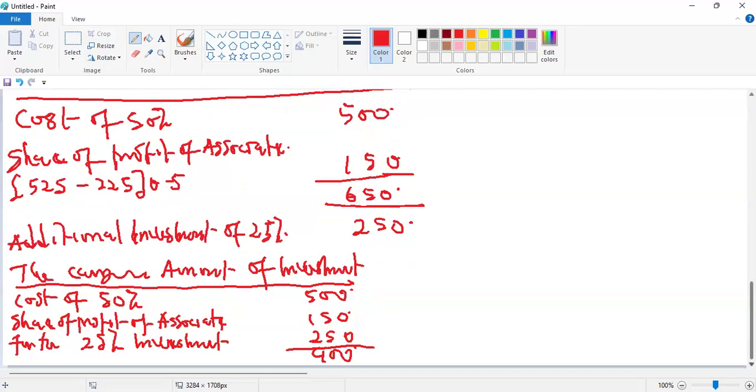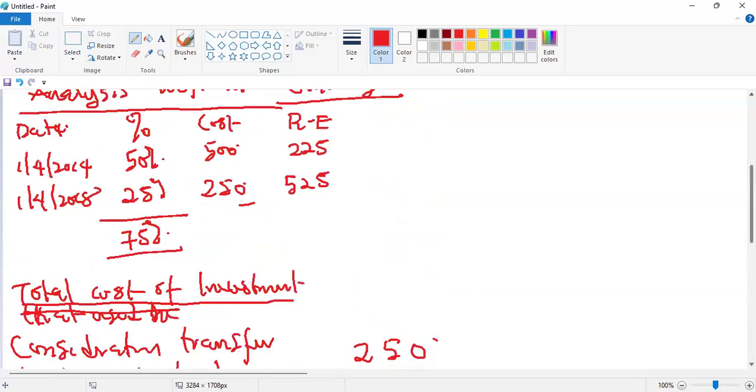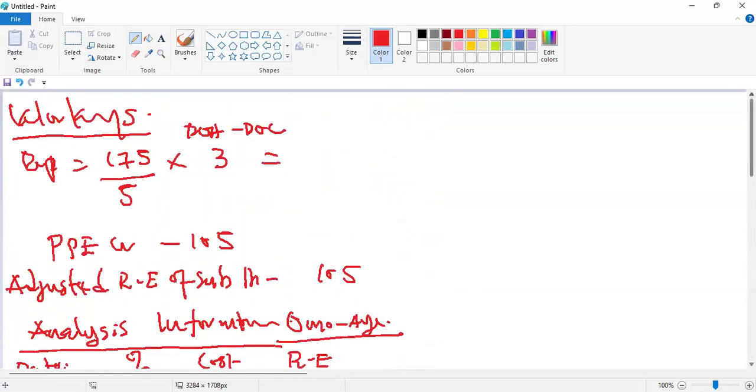That is just your own duty. It's there in the investment already that we are using, the cost of investment you are using for goodwill calculation. If I want to calculate the gain or loss on previous investment, what is the fair value of the previous investment? 980. Fair value. I want to calculate gain or loss on previous investment.